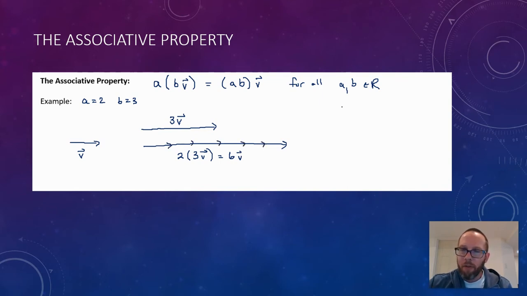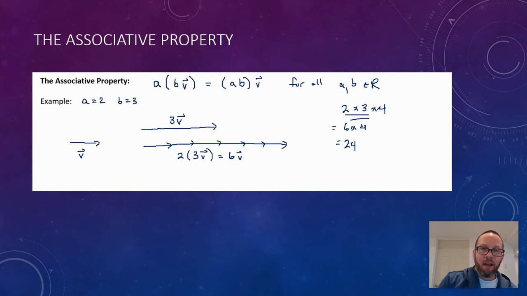So it's like saying with numbers like 2 times 3 times 4, you know, that's just 6 times 4, right? You just kind of combine those two guys, 24. So it's the associative property of scalar multiplication of vectors.